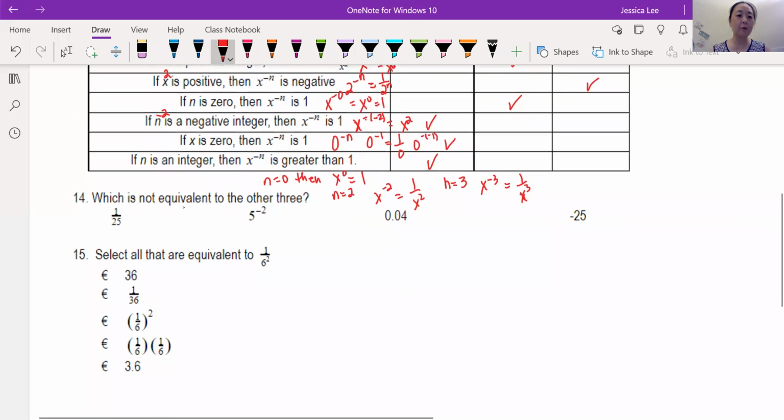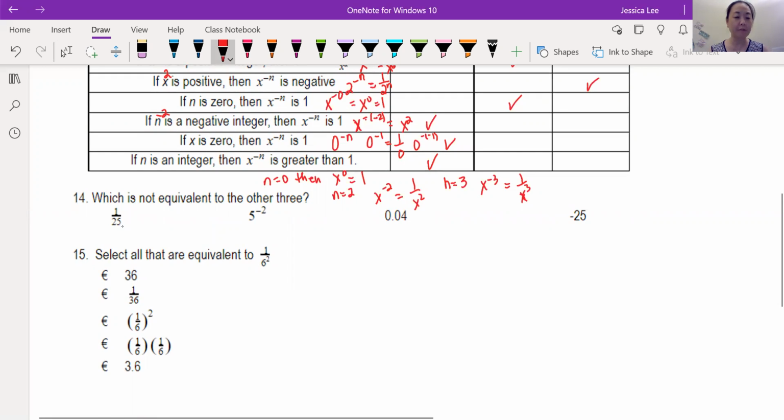All right, and if you did not do 14 and 15, these are our last problems. We're almost there. So if you did not do it yet, please pause and then do it. Okay, so here we go. Which is not equivalent to the other 3? Which one does not belong?